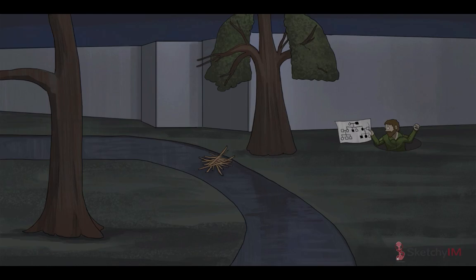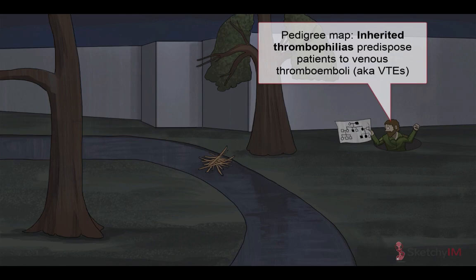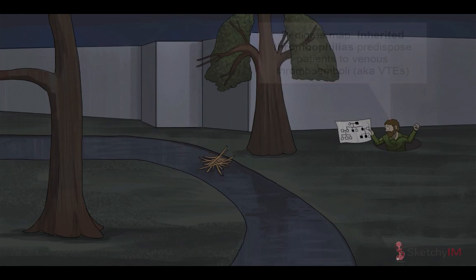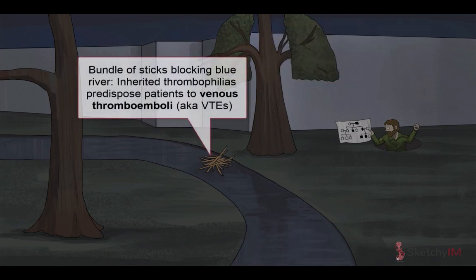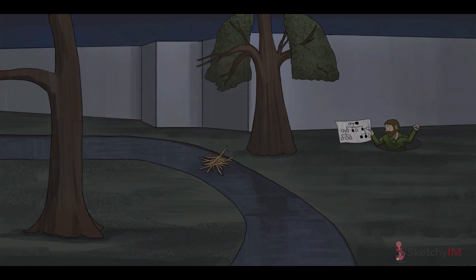Hypercoagulable disorders can be divided into two major groups: inherited thrombophilias and acquired hypercoagulable disorders. First, let's talk about inherited thrombophilias, which are disorders that predispose patients to venous thromboemboli, or VTEs. VTEs occur when blood forms a clot in a vein and partially or completely blocks venous return. Hence our recurring sketchy symbol, the bundle of sticks blocking up this blue river.